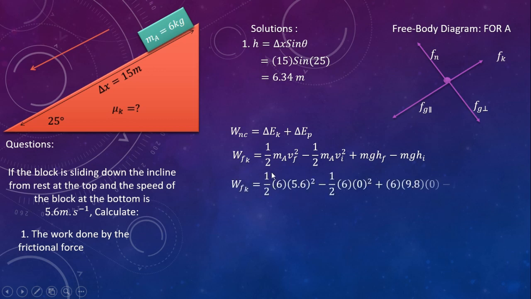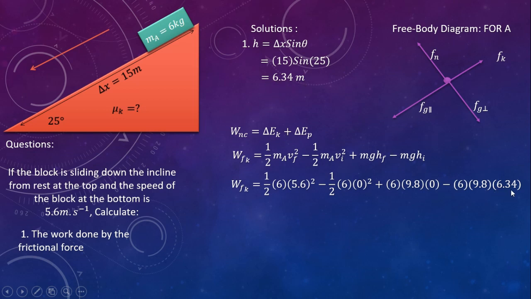And then we substitute our values. Our mass is 6. The final velocity, which is the velocity here at the bottom, we found that it's 5.6, and the initial velocity, which is the velocity here at the top, was 0. This object is going down, so its final height is going to be here and its initial height is going to be here. The final height is going to be 0 because it's on the surface, so we put in 0, and the initial height, which is the height at the top that we've just calculated, is 6.34.